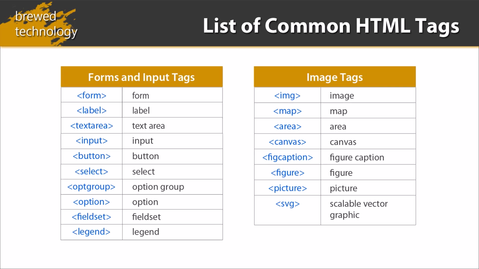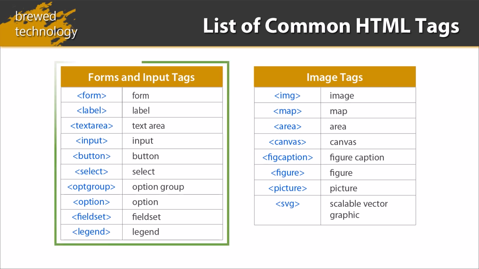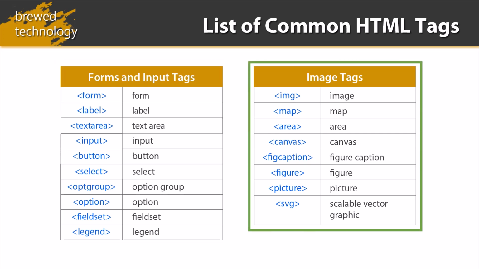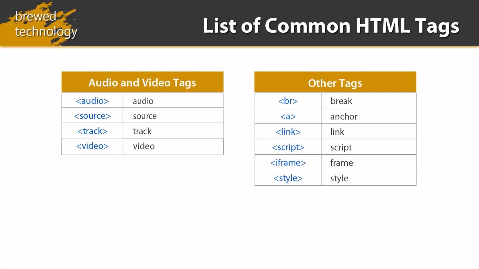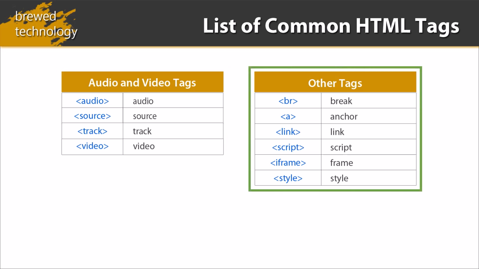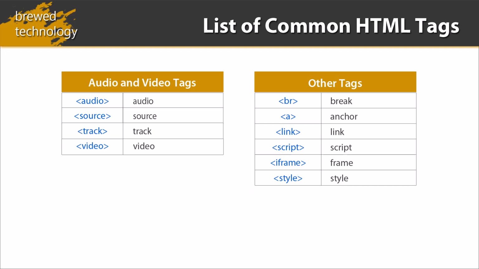Another type of HTML tags are those used for forms and data input. They are the tags that are commonly used to accept and save data. We also have tags for displaying and capturing images. We have tags for audio and video purposes. And we have these other tags that we have not included in a tag group, but that you will almost always use. In the next section, we will learn how each of these tags work by using them in a sample web page. Let's continue.